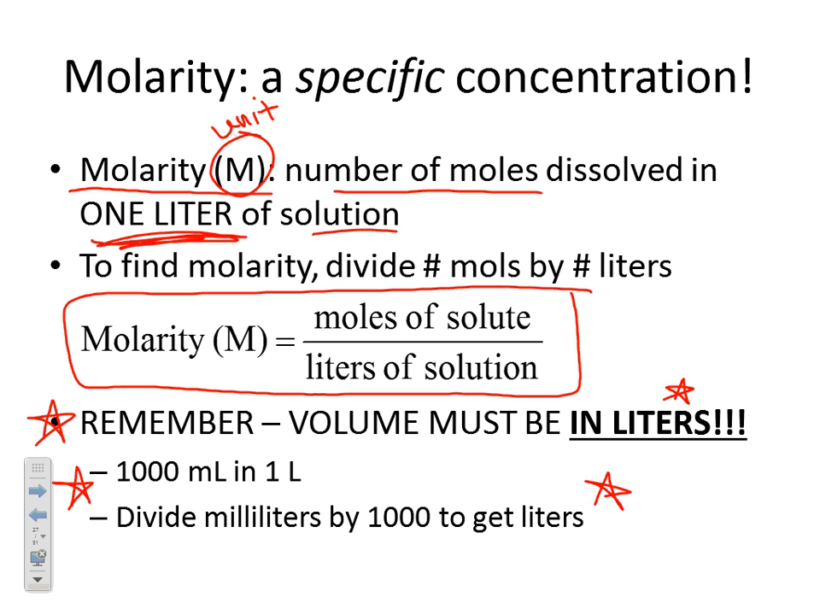Now remember, there are 1,000 milliliters in 1 liter. So if you're given milliliters, you're going to be dividing your milliliters by 1,000 to turn it into liters. And we're going to see that as an example.